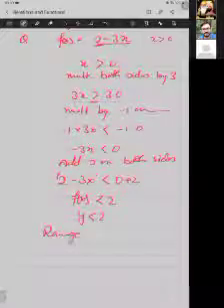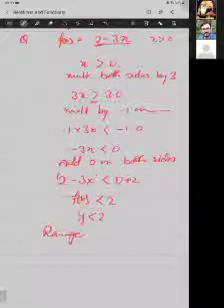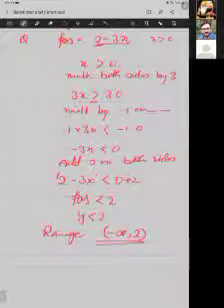So the range is minus infinity to 2. This will be the range. So I think this question also we are able to understand. It's really a wonderful question.